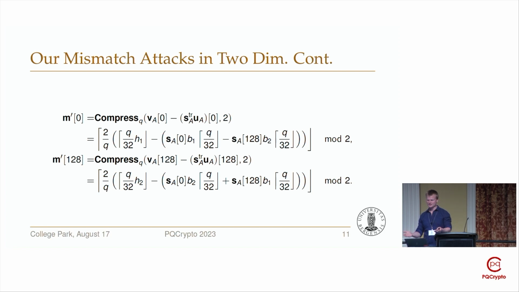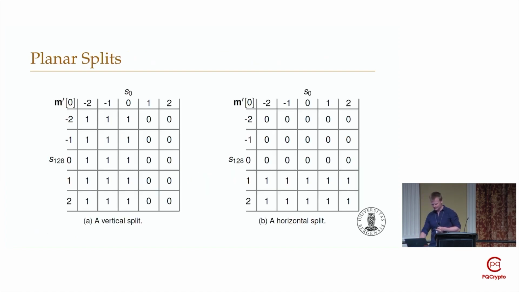Yeah, and this leads to a formula. No point in going into much detail here. I will go straight to the interpretation of it. So what happens in 2 dimensions is, instead of just having an interval of values, we have a grid of different possibilities for the value of S0 and S128.